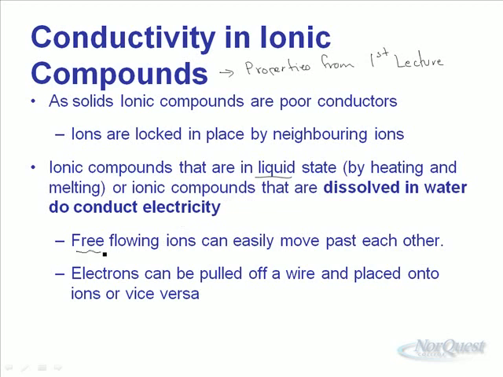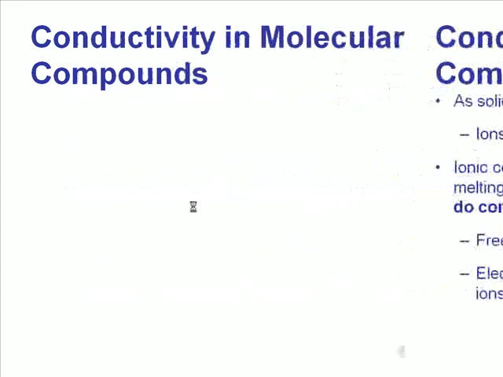What happens is you've freed up all those ions, right? When you melt a substance, those ions become free-flowing around each other, and now electrons can be passed by them. Same thing in solution. Those ions are now separated from each other, and they can pass electrons or conduct electricity.